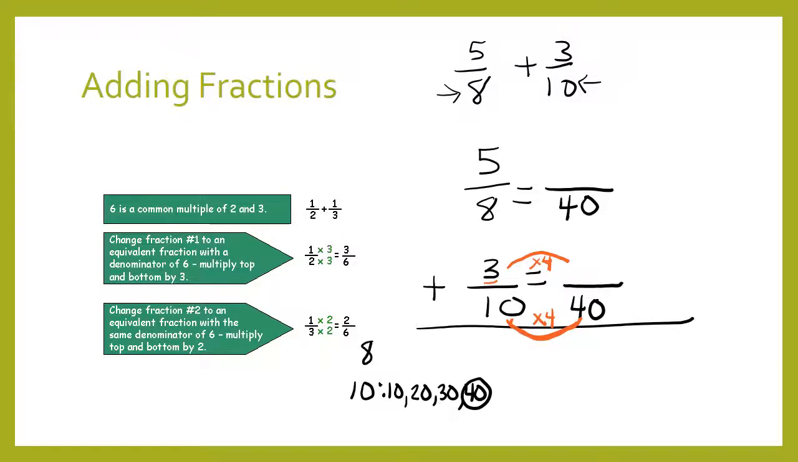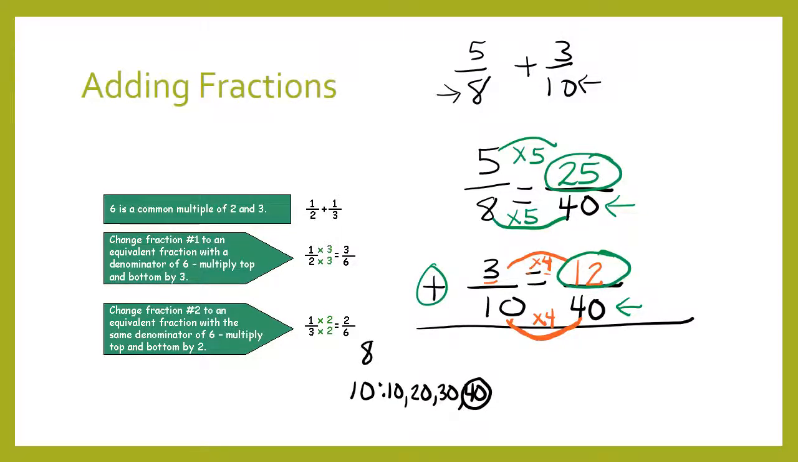So then I say 3 times 4 is 12. And then I ask myself, over here, what did I do? Well, I said 8 times 5, because 8 times 5 is 40. But remember, I've got to be fair. And if I do times 5 on the bottom, then I have to do times 5 on the top. So 5 times 5 is 25. Well, now my denominators are the same, so I'm ready to add. So I take my numerators, 25 and 12, and I add them, and I get 37 over 40.